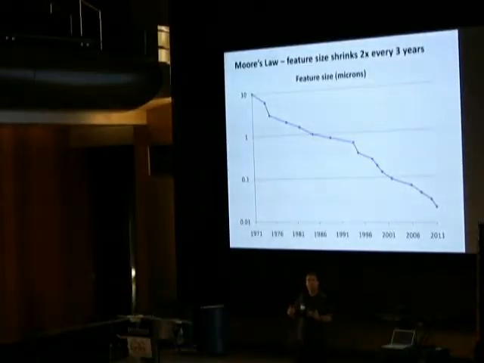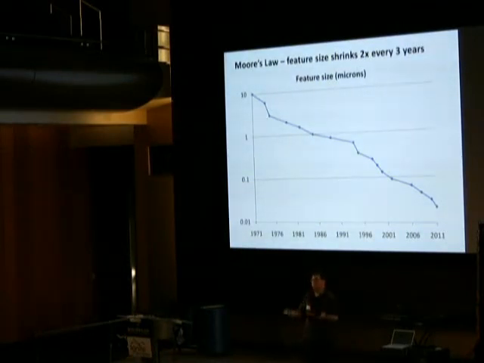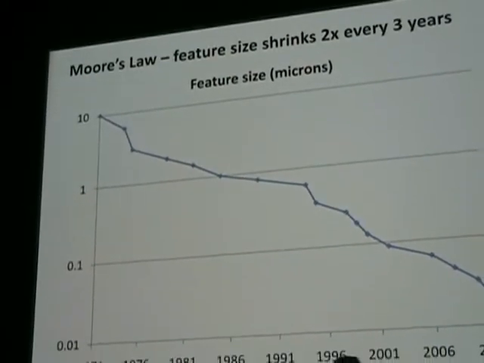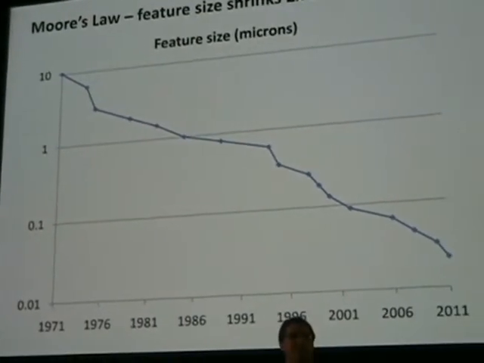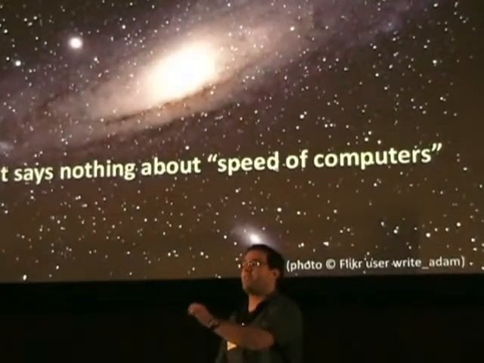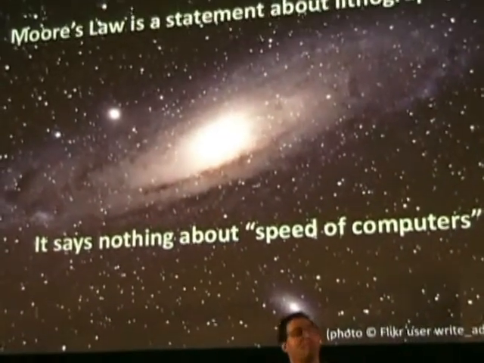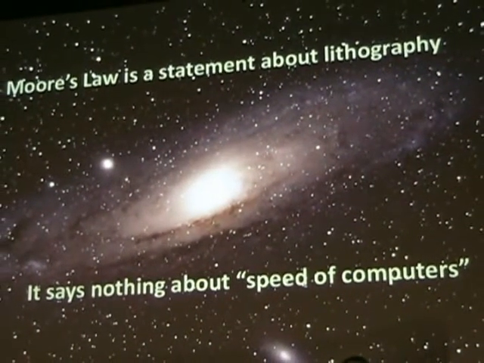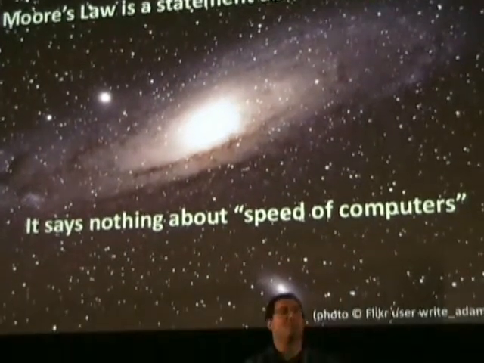So Moore's Law is something that a lot of people have heard of, but maybe don't really know exactly what it means. Moore's Law is just the observation that over the last 40 years, the size of the features that we can print shrinks by a factor of 2 every 3 years. So basically this is saying we can print smaller and smaller things over time. And that's all Moore's Law is saying. It's a statement about lithography. It says we can print small things. It doesn't say computers are getting faster.